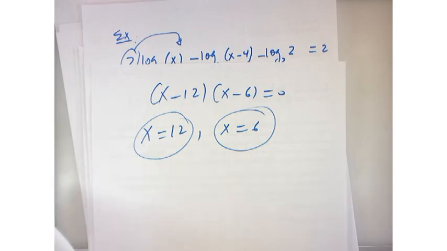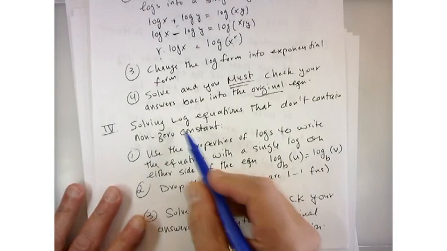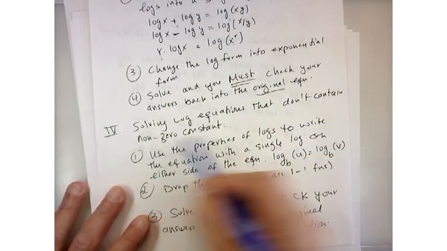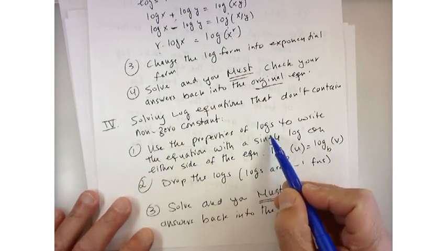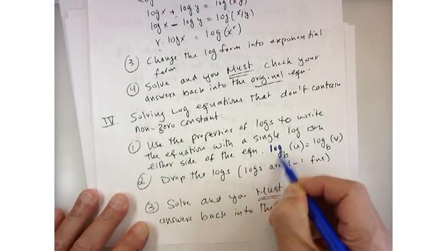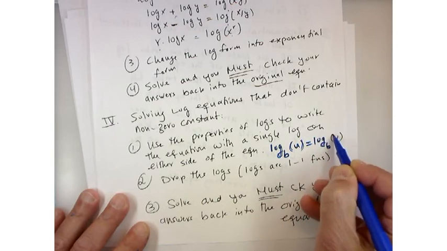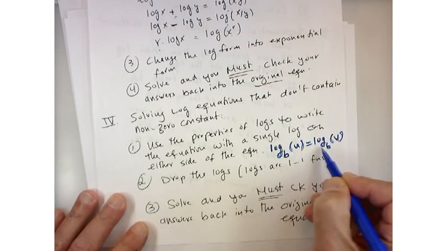What if the log equation does not have a constant, if it's all logs? Solving log equations that don't contain a non-zero constant, use the properties of logs to write the equation with a single log on either side of the equation. So you're going to have log of something equals one log of something else. Again, one log on this side, one log on that side.